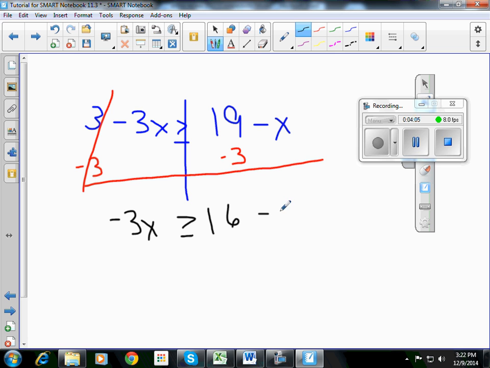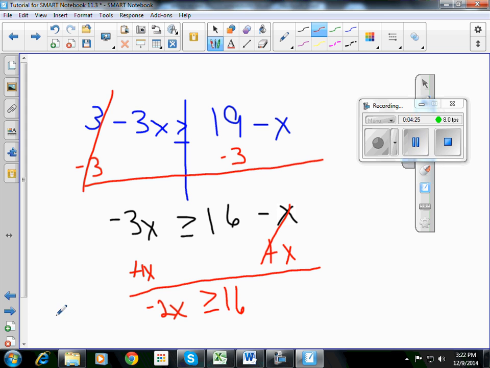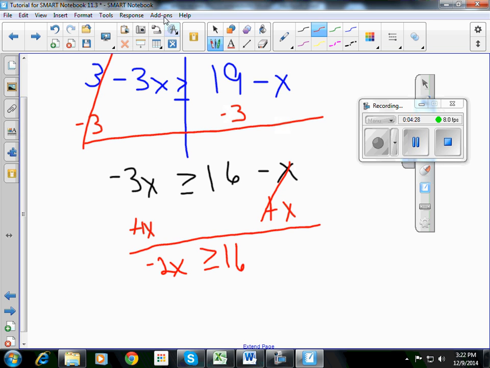When I subtract the 3 from both sides, it's negative 16... Now, minus x. Now we have to add 1x to both sides. That's understood to be 1 there. So now you subtract, so you have negative 2x is greater than or equal to 16. Whenever we divide by a negative, we make sure we reverse the direction of the inequality sign. So we're dividing negative 2 on both sides. So this cancels into a positive x is less than or equal to negative 8.